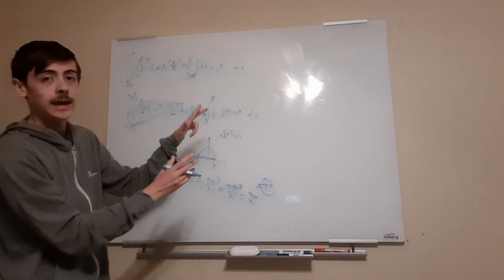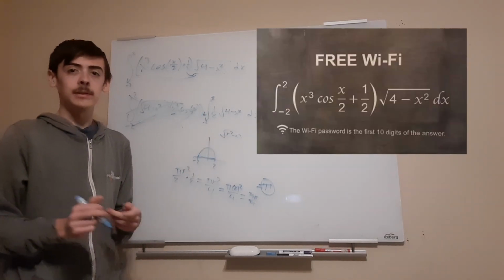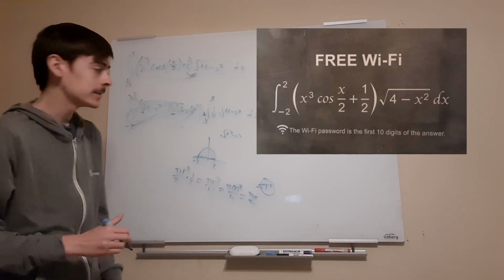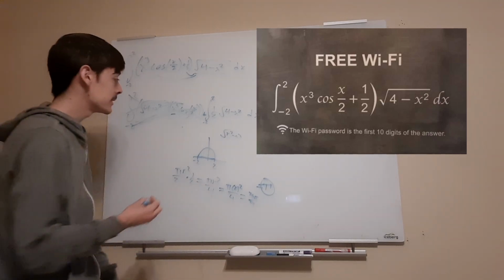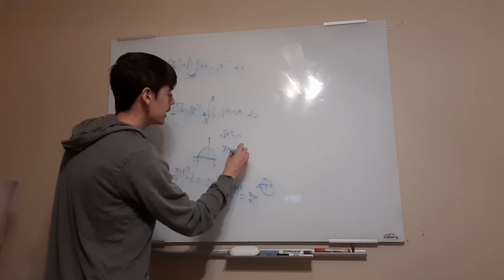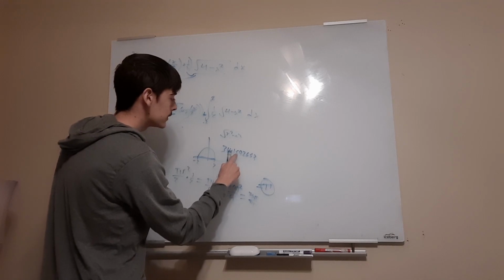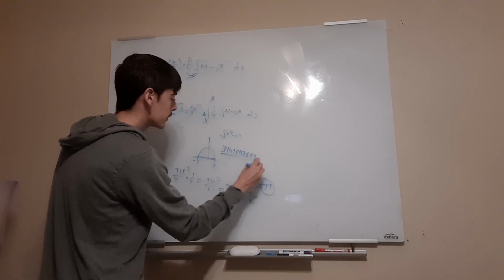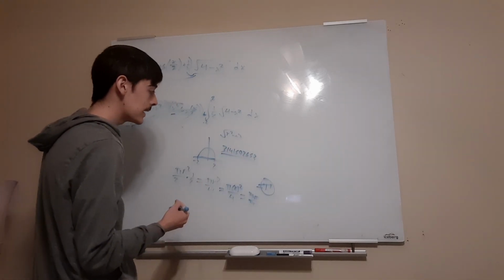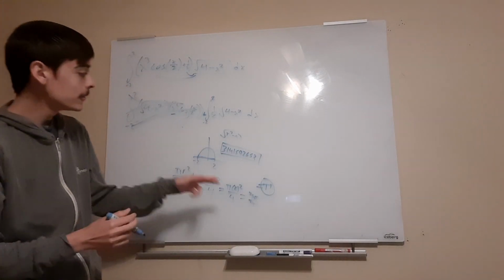Now, if I put that actual problem back on the screen, the actual meme picture, I believe it said we want the first 10 digits of the answer. So we're just going to do the first 10 digits of pi, which would be 3.141592653. Is that 10? 1, 2, 3, 4, 5, 6, 7, 8, 9, 10. Yeah. 3141592653.